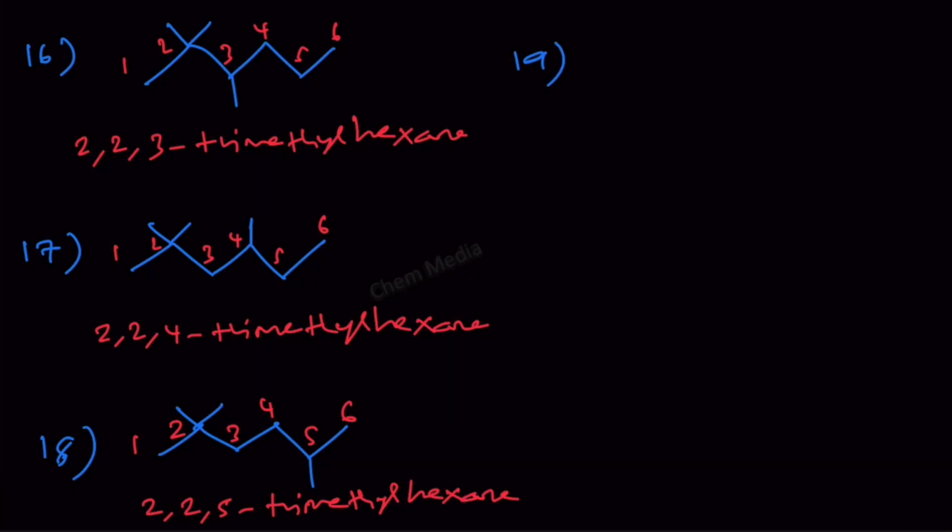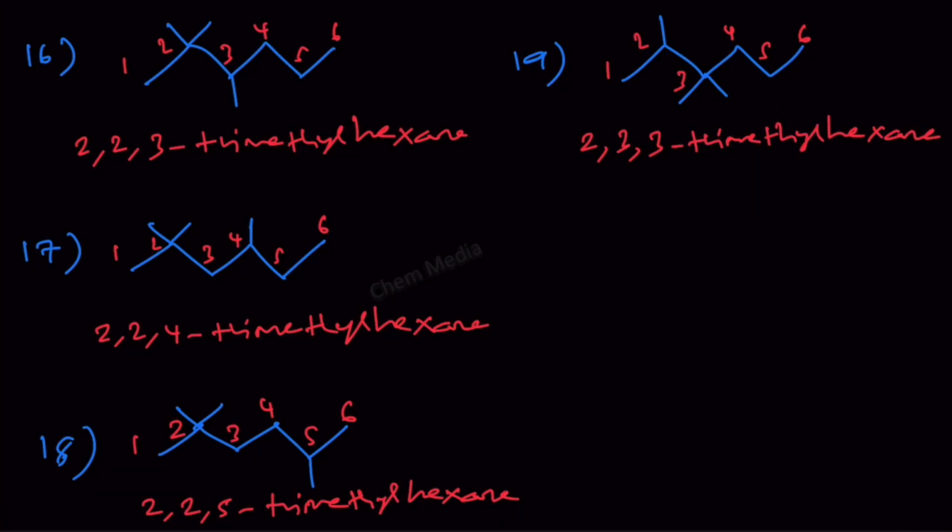And then number 19, 1, 2, 3, 4, 5, 6. Let's keep one methyl group at 2 position, but put 2 methyl groups at 3 position. That is another isomer. This is 2, 3, 3 trimethyl hexane. And then number 20, 1, 2, 3, 4, 5, 6. Let's put one methyl group at 2 position, one methyl group at 3 position, and one methyl group at 4th position. This is another isomer. So this is 2, 3, 4 trimethyl hexane.